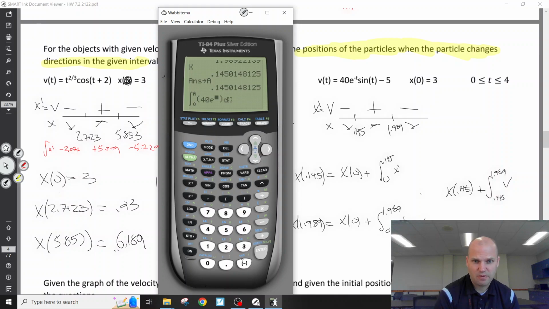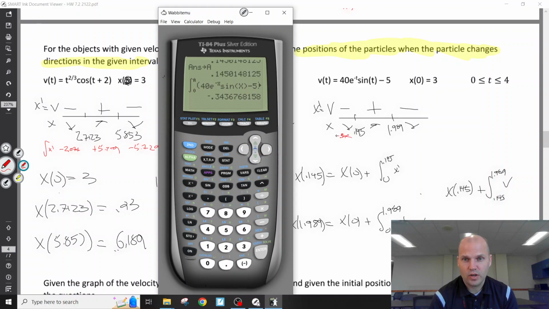Hopefully I've done a good job of explaining this in this lesson so that we don't have to explain it as much when we do the next lesson, which talks about when am I furthest right or when am I furthest left. Okay, so I went to the left negative 0.343. I know I started at a position of 3. I add that, and now I have my position at 0.145. This is 2.656. Boom.